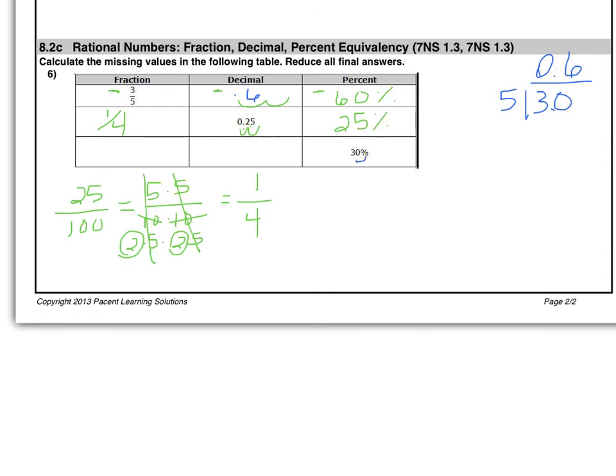30%, move your decimal 1, 2 places in the opposite direction, you get 0.3. 0.3 is read as 3/10. So I write it 3/10. All right, that's it.